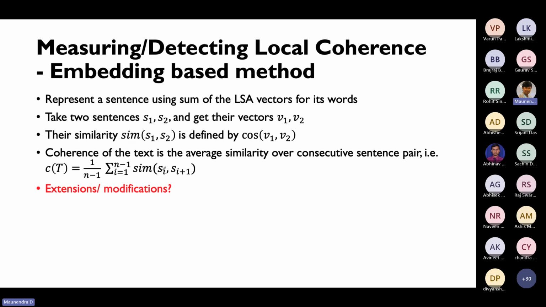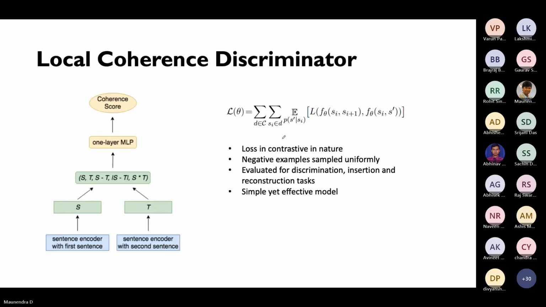But it is very simplistic, and sometimes there's a chance that even for non-coherent text, we may have a high score, and for coherent text we may not have a high score. These problems could be there because it's a fairly simplistic model. So what additionally can we do? That's the next part.